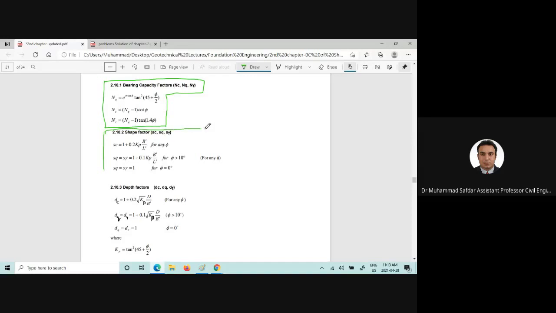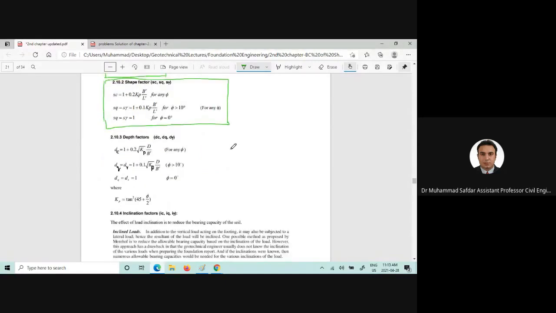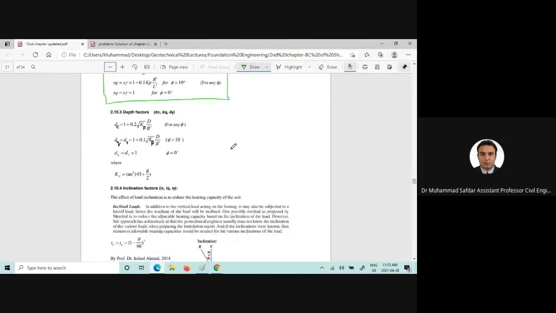Also, note down the different shape factors SC, SQ, and S gamma equations to find various shape factors. Then please also note down the depth factors and the Kp equation for finding the depth factors and lateral earth pressure coefficient in passive condition.